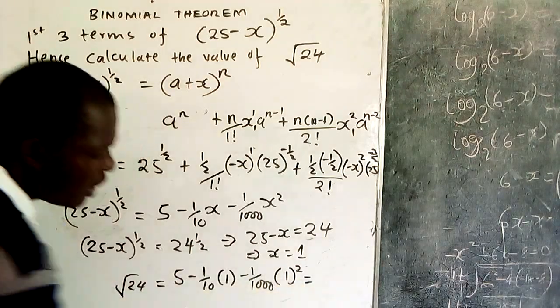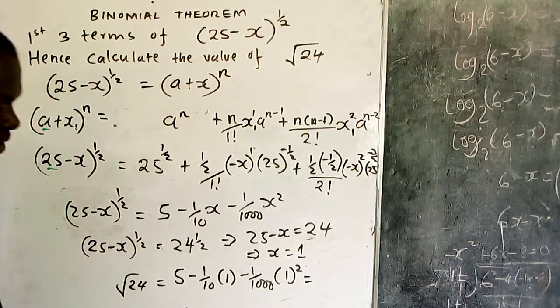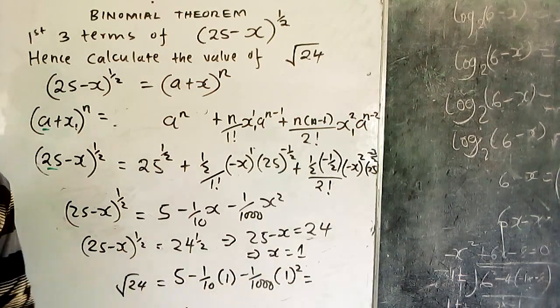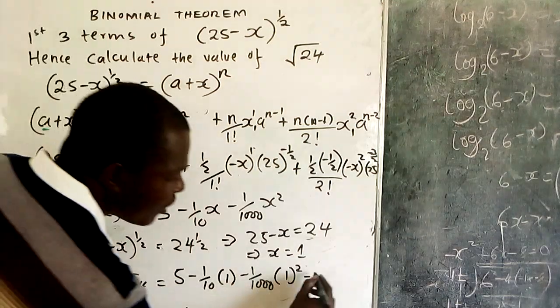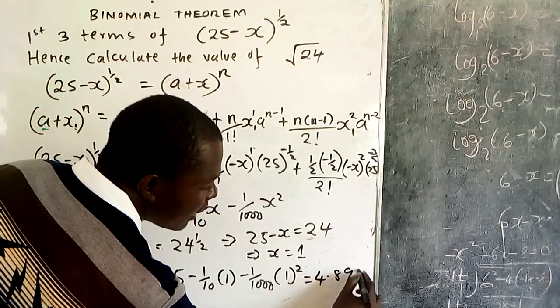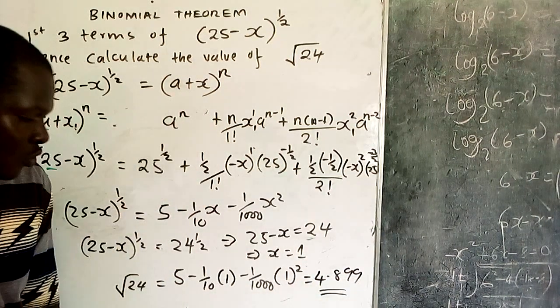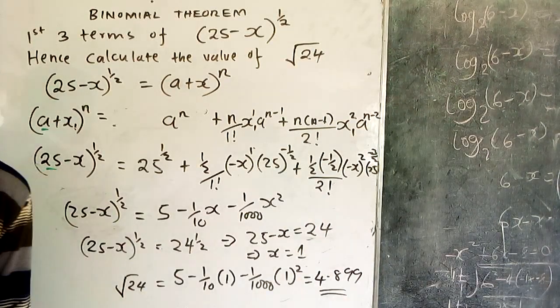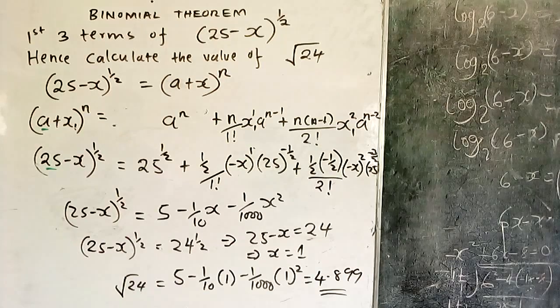You get the answer to be 4 point. Because this is 0.1, this is 0.001. Yes, 4.899. And that is the square root of 24. Are we together? Yes. To 3 decimal places you were told, isn't it? Okay? Yes. That is how to use a binomial expansion to sort out any problem. Okay? Good.